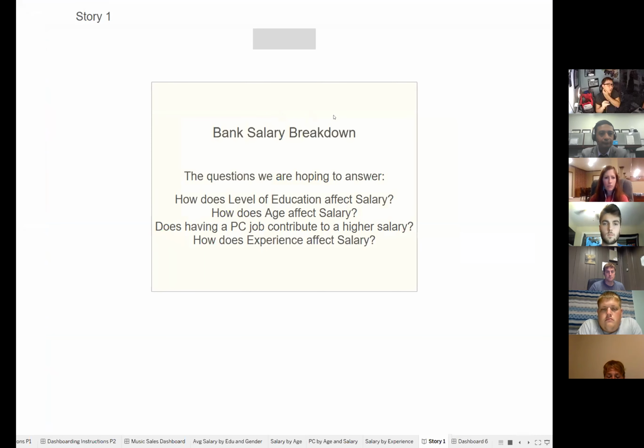So these were the four questions we were hoping to answer. How does the level of education affect their salary? How does age affect salary? Does having a PC-based job contribute to a higher salary? And how does your level of experience affect salary?